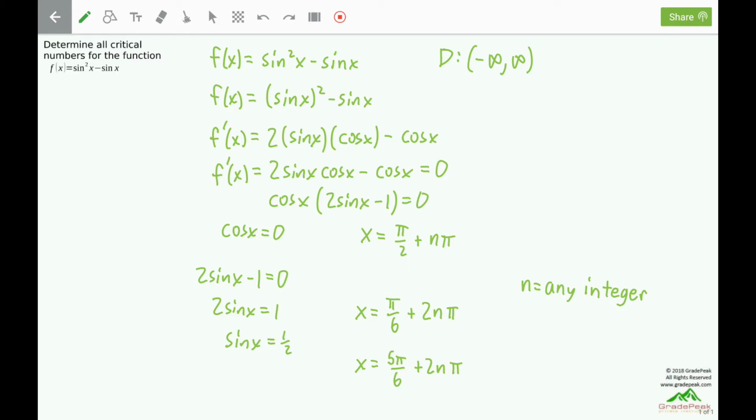Then we want to check and make sure each of these are in the domain. The domain here is all reals. And pi over 2 plus n pi, or pi over 6 plus 2n pi, or 5 pi over 6 plus 2n pi, where n is any integer, are all real numbers, so they are all kept. And there's collectively all of the critical numbers for the function.